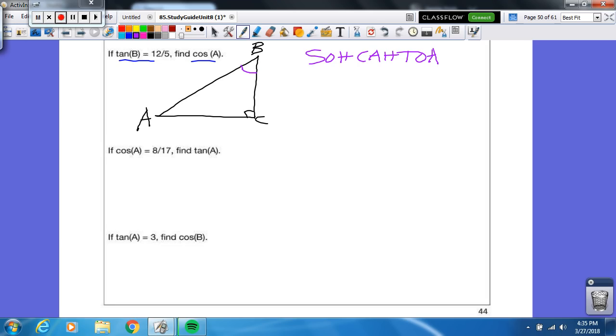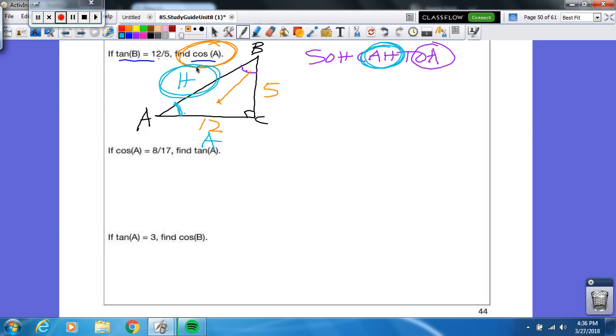So if the tangent of B is 12 over 5, that would be the opposite over adjacent. So the opposite here is going to be 12. The adjacent here is going to be 5. So 12 over 5. Now what am I looking for? The cosine of A. So the cosine of A, here's A. Cosine is the adjacent over hypotenuse. So that's going to be the adjacent here, hypotenuse here. So I need my hypotenuse. How am I going to get that?